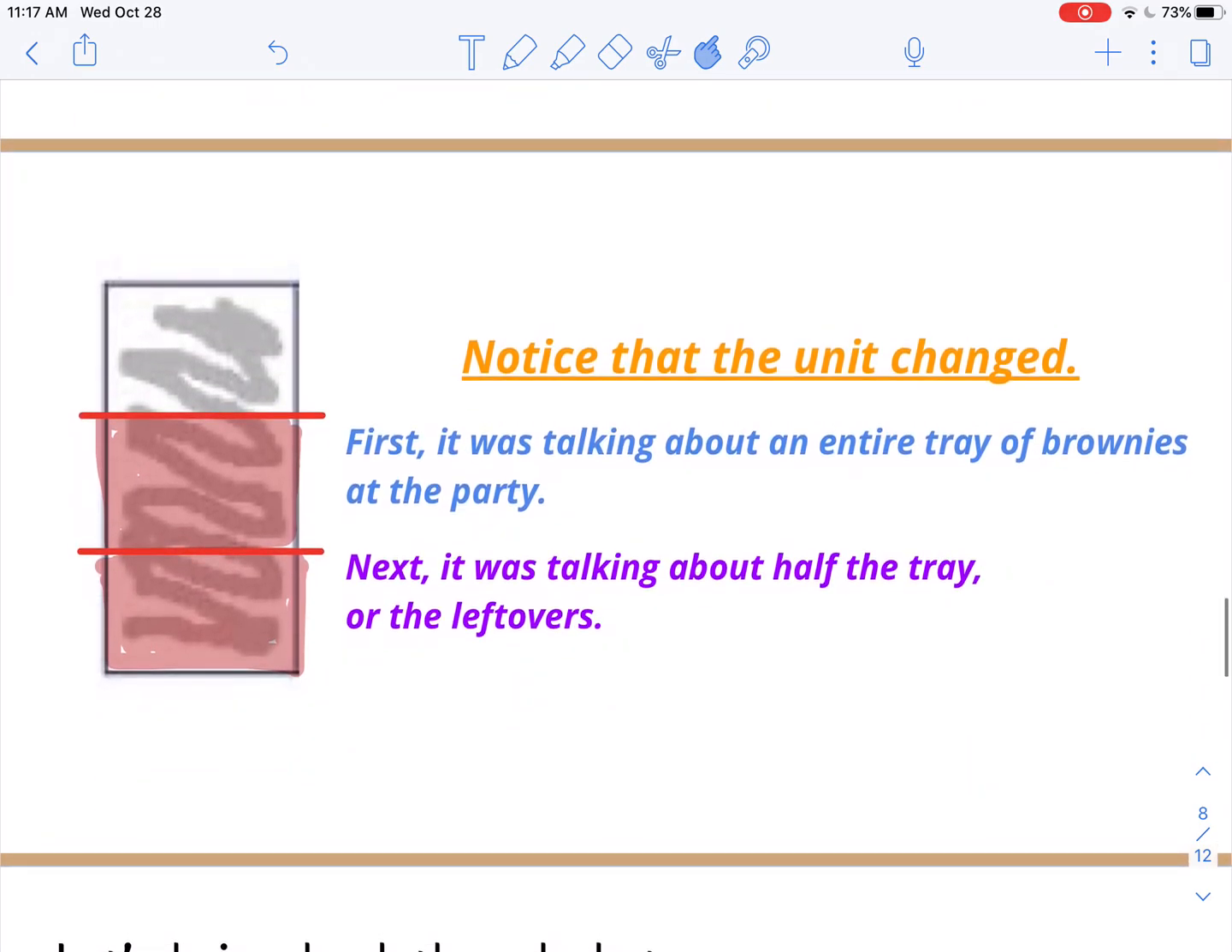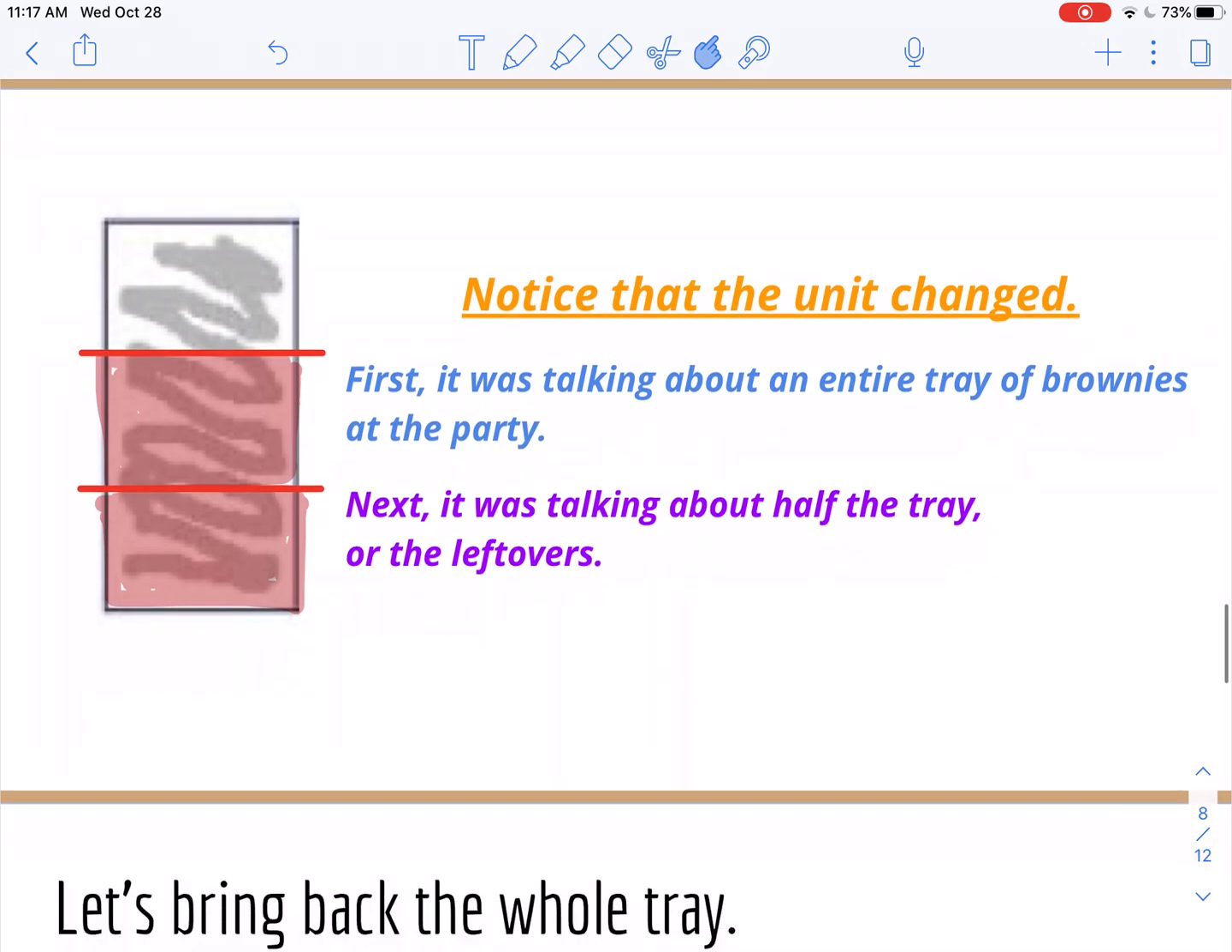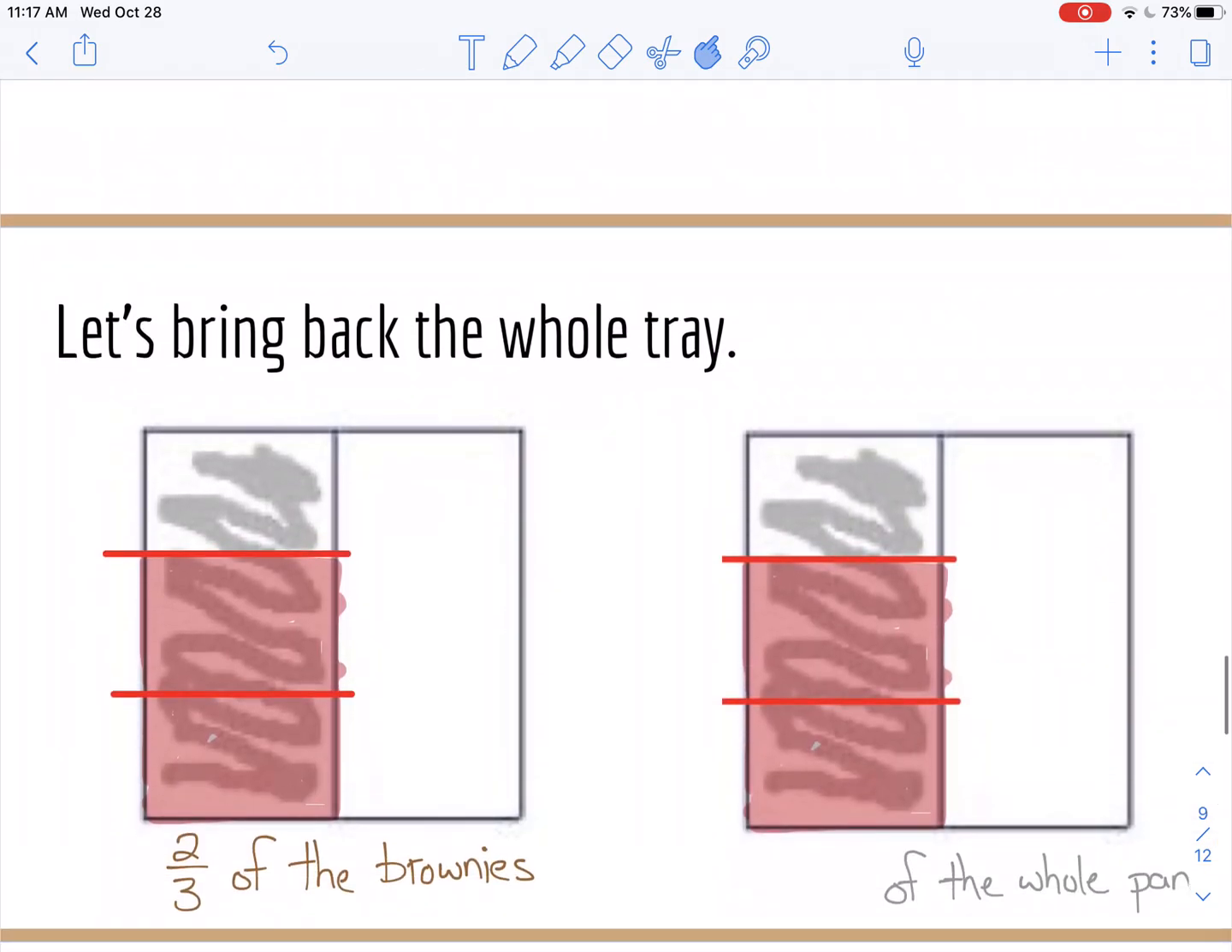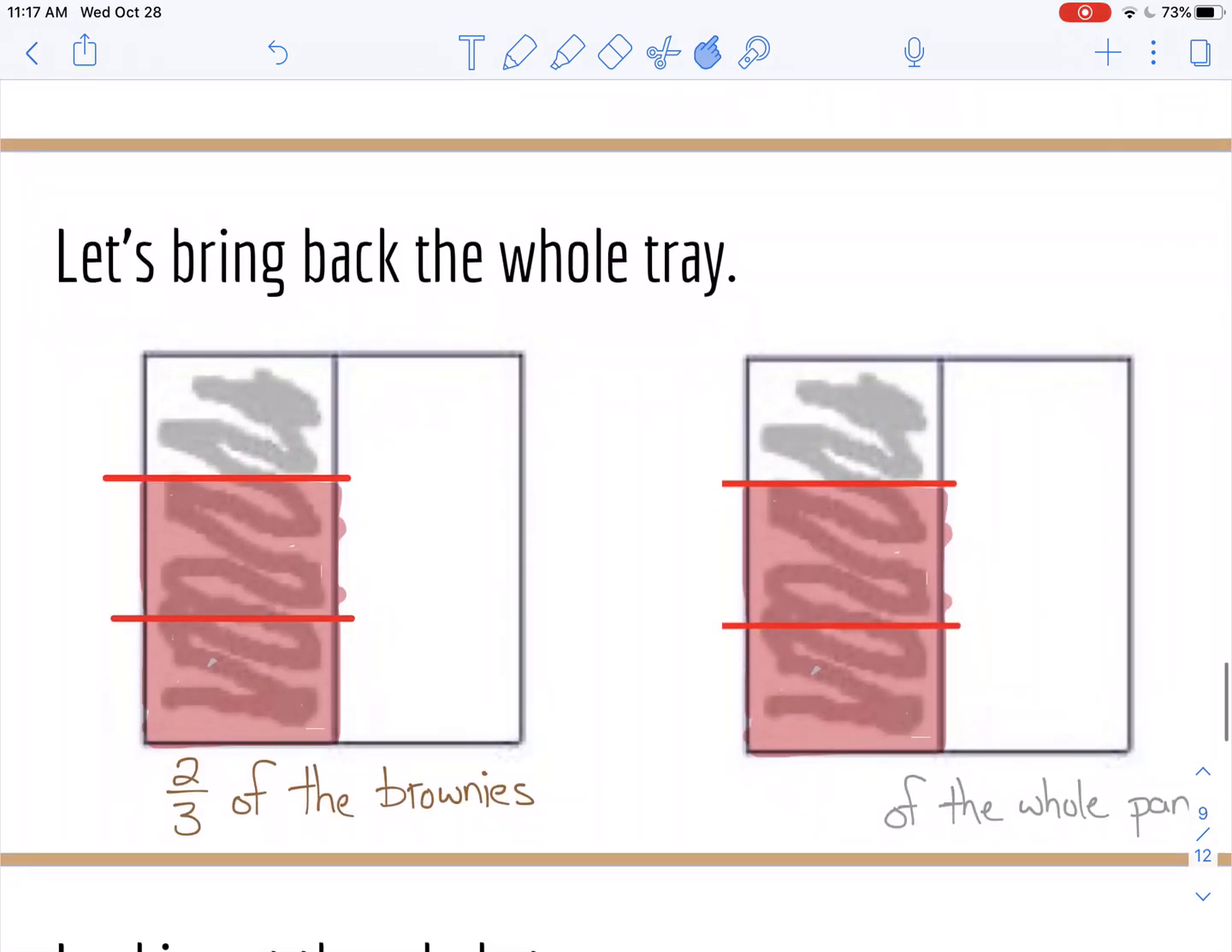I'm going to say it again because it's pretty important. First it was talking about an entire tray of brownies at the party. The next day, they didn't say he ate 2/3 of the tray. They said he ate 2/3 of the leftovers, which was half of the tray. So let's bring back the whole tray. On the left, he ate 2/3 of the brownies.